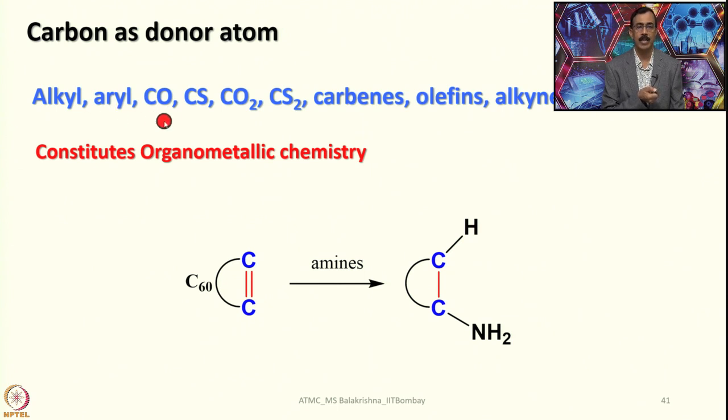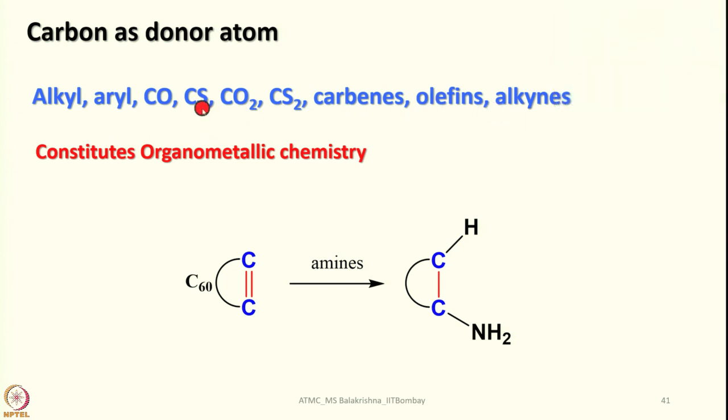Besides that, we have neutral ligands such as carbon monoxide and carbon thiomonoxide. But as I mentioned earlier, this is not freely available and we cannot isolate it in pure form. Nevertheless, we can convert some sources of CS and use it in situ to generate a metal-CS bond. Then carbon dioxide, very, very important, carbon disulfide, N-heterocyclic carbenes, Fischer carbenes and a range of olefins and alkynes, all these are essentially carbon donor ligands.